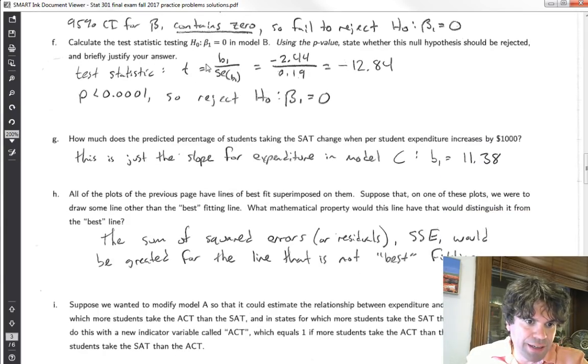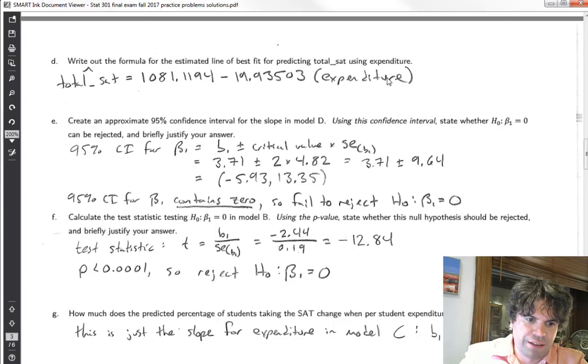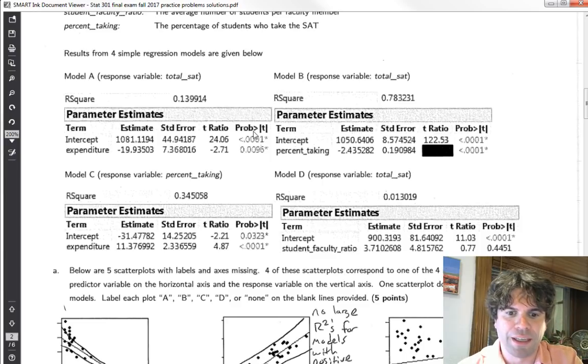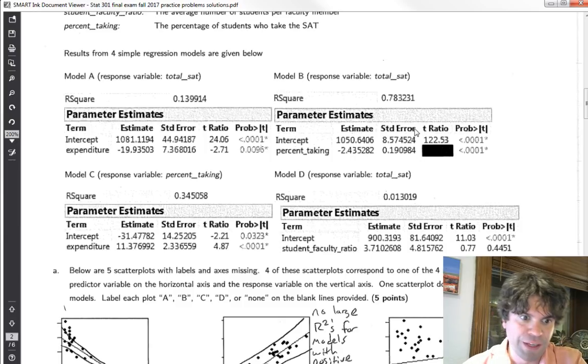Next one says, calculate the test statistic testing this null that the population slope is equal to 0 in Model B. Using the p-value, decide whether we should reject or fail to reject this null hypothesis. So for Model B, here it is. As far as the test statistic goes, you can see I blocked it out. The test statistic is called t-ratio in JMP. Where this t-ratio comes from, what's it a ratio of? It's a ratio of the estimate over its standard error. Actually, I just talked about that in a previous question. So negative 2.44 divided by 0.19 is going to give you the t-test statistic.